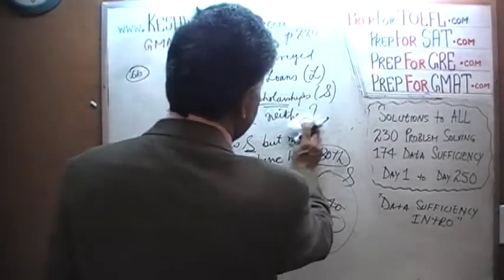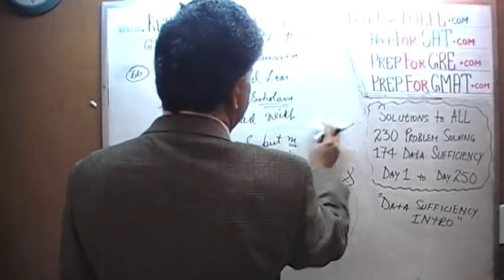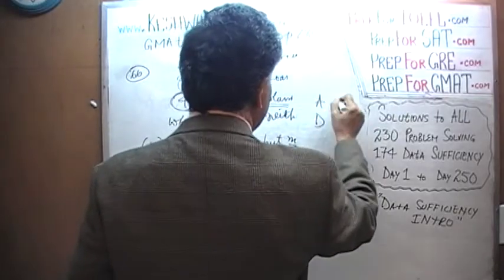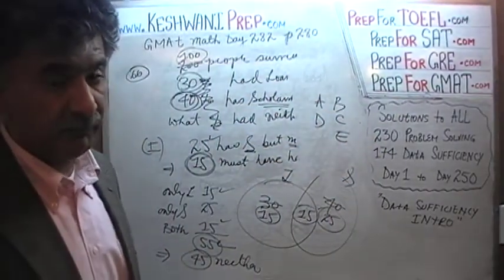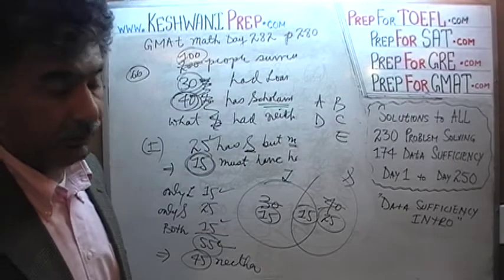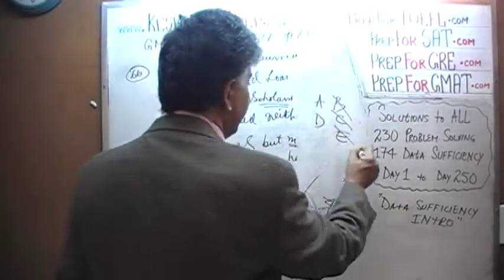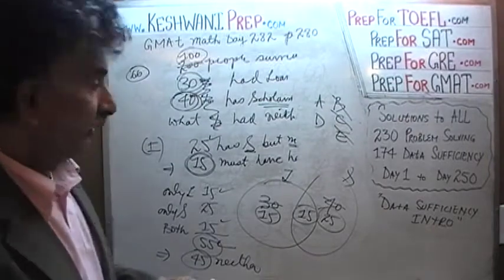We need the room here. A, D, B, C, E. Since we just found out that the first statement by itself does the job quite nicely, we know now that the answer cannot be B, C, or E. It would have to be either A or D. Let's look at second statement.